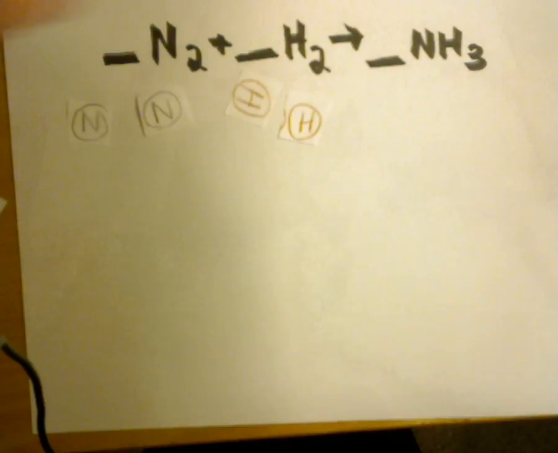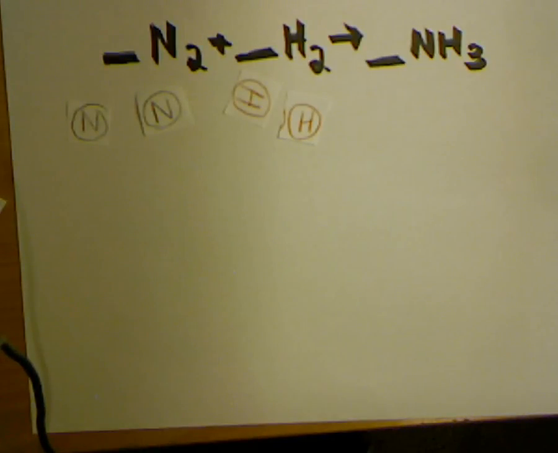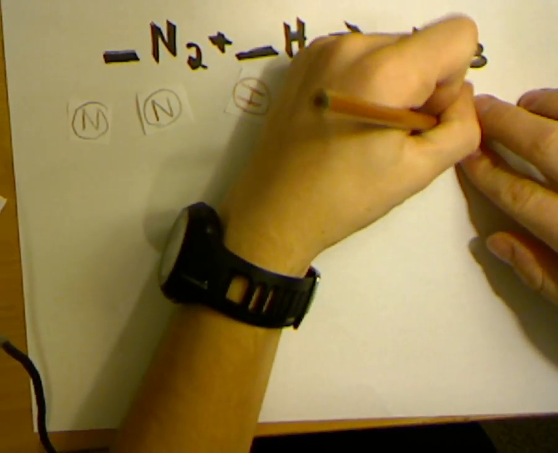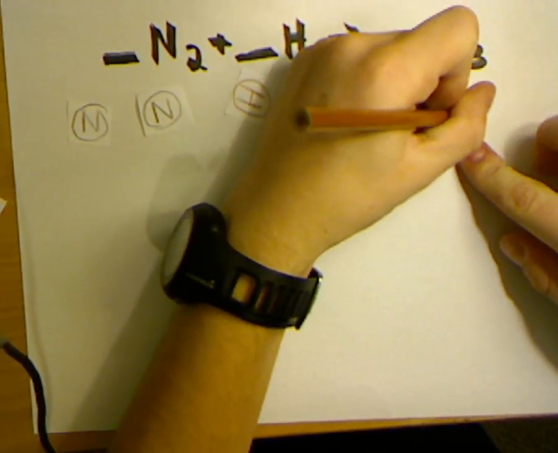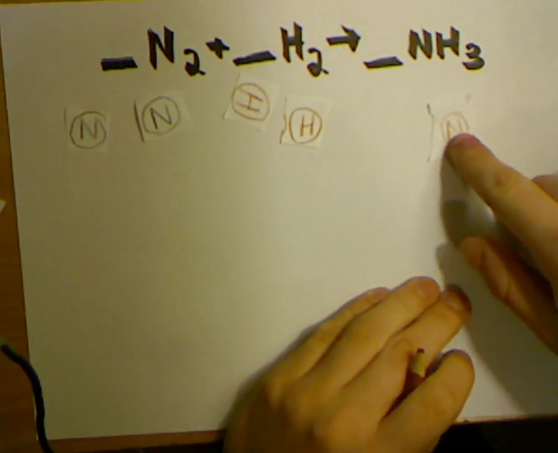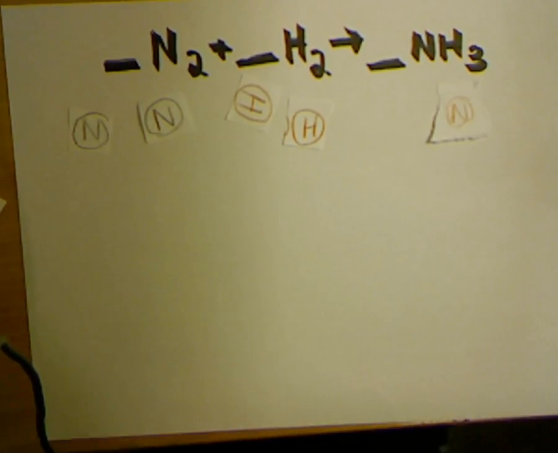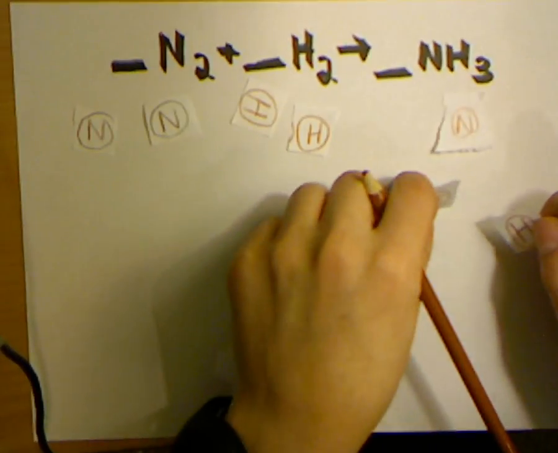Okay? And so at the end of our chemical equation, we are going to end up with 1 more nitrogen molecule, which is right here. We have 1 more nitrogen. Okay, so there's our nitrogen. Okay, and 3 more hydrogens. Here are 3 hydrogens.